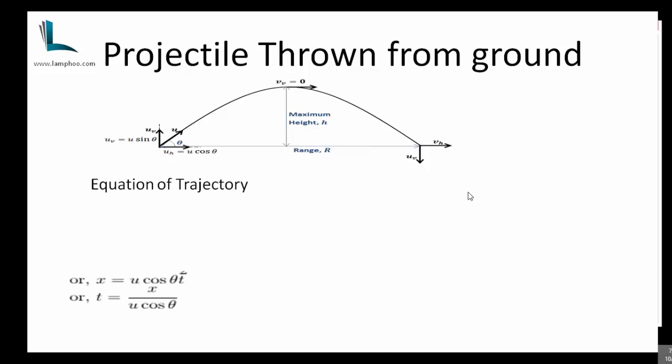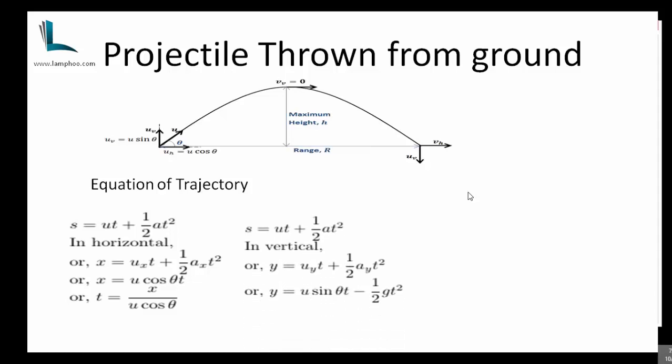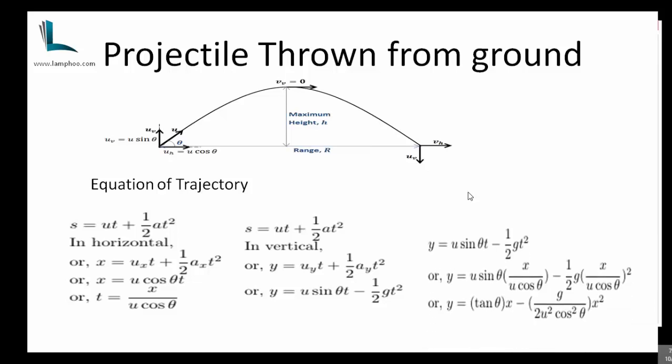Now, as in projectile from height, let us use the equation of motion. In horizontal direction, horizontal velocity is u cos theta. Horizontal acceleration is 0, so x is equal to u cos theta times t. Hence, t equals x by u cos theta. In vertical direction, vertical velocity is u sin theta. Vertical acceleration is minus g. So y is equal to u sin theta times t minus half g t square.